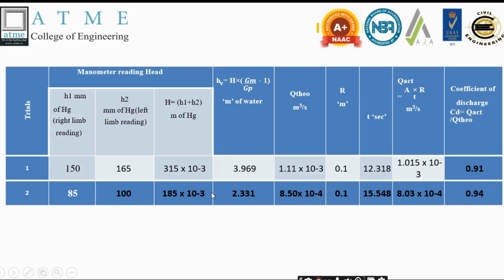Similarly you can perform for the other rates of flow, that is for a medium rate and for the low discharge. Finally you can take an average of the coefficient of discharge. You will get a value of around 0.92 or 0.93. So these are the experimental calculations. With that we can give the answer, coefficient of discharge CD.